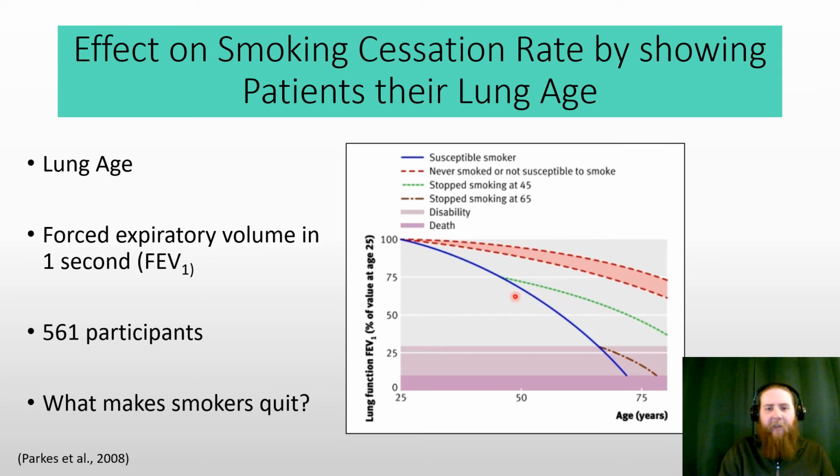Now, this study is involving trying to get people to stop. So there's some extra lines on here. This green one here that's dotted shows what the lung capacity, the spirometry data, would look like if they stopped smoking at 45. And this one here is what they would look like if they stopped smoking at 65.